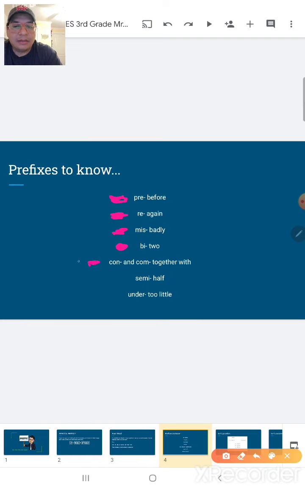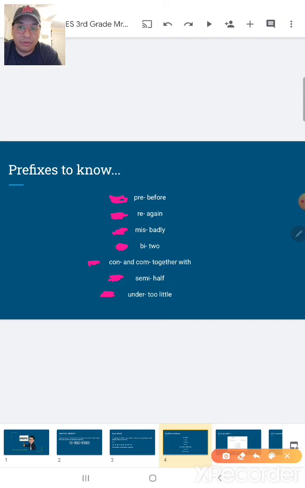Con and com, together with, meaning like comrades, right? Or we have semi, which is half, like semicircle, under, too little or not enough, right? So those are some of the common prefixes that we may see in a lot of words through our time, and they will help you with some of the assignment like I mentioned. So feel free to come back to this video, pause it, and just go open up a new browser and work on the assignment.